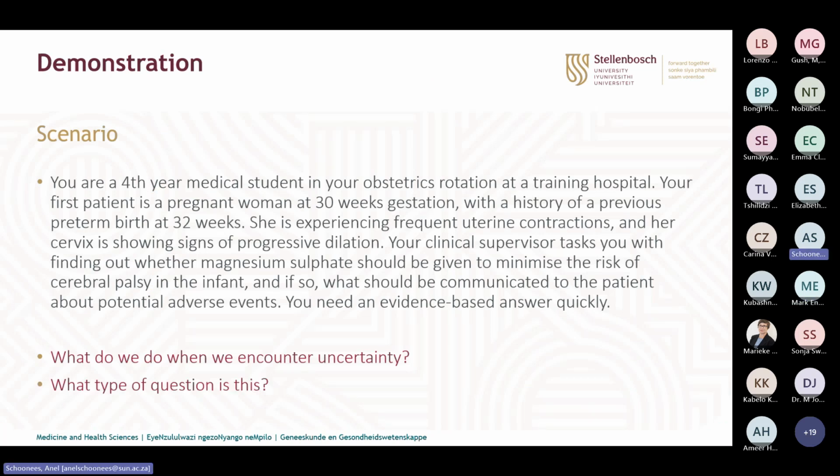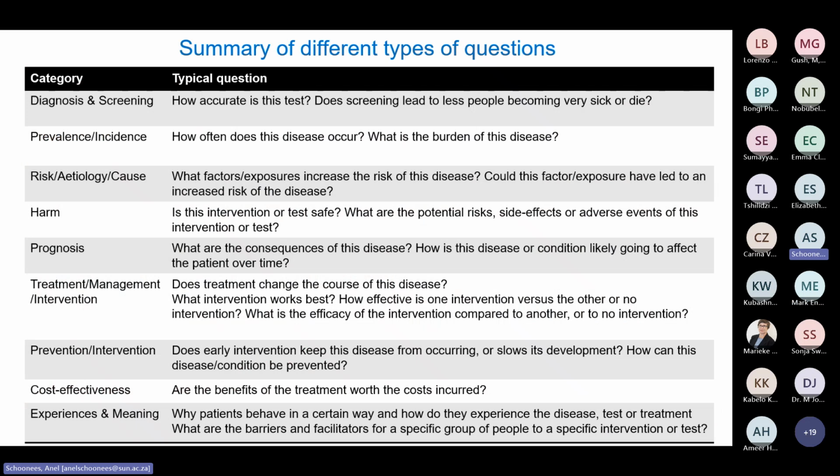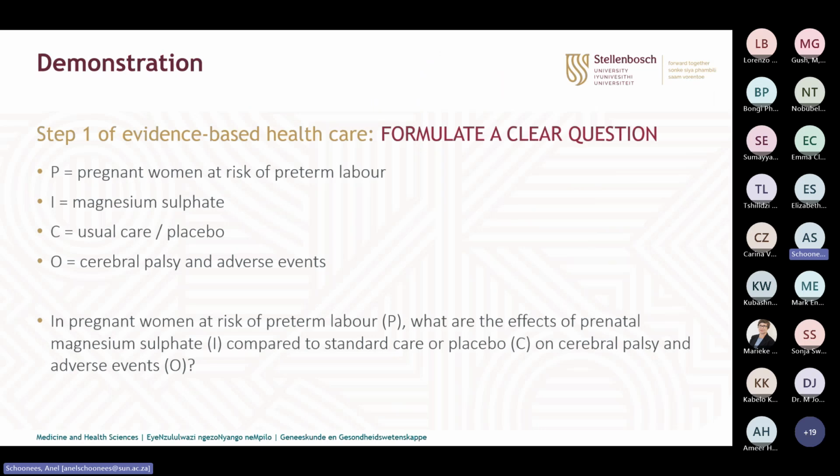So the next thing that we need to ask ourselves when we encounter uncertainty is what type of question are we dealing with, right? So when we look at our summary table again of the different types of questions, we see that in this case, a treatment intervention question is the question that we are dealing with. We have a woman in preterm labor, which is the P of the PICO. The intervention that we are looking at is magnesium sulfate. The control, the comparator, would be usual care plus maybe a placebo.